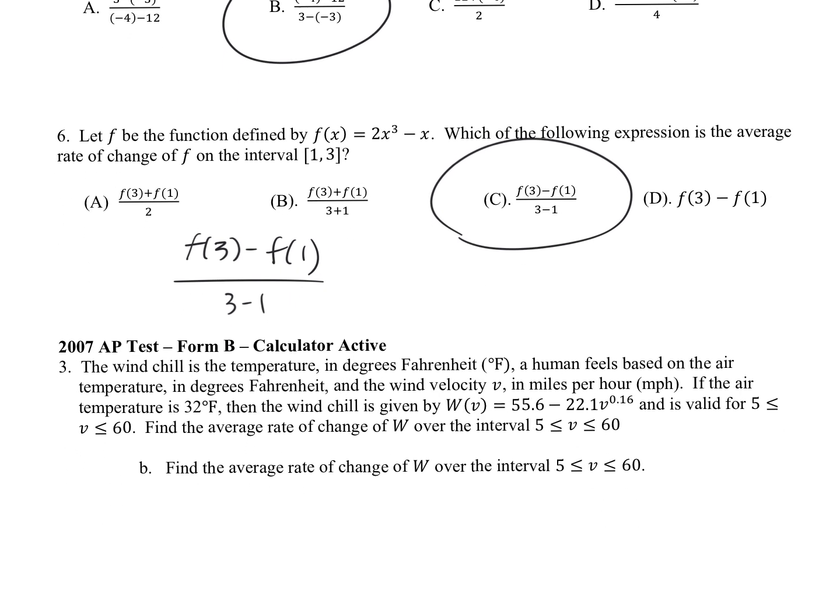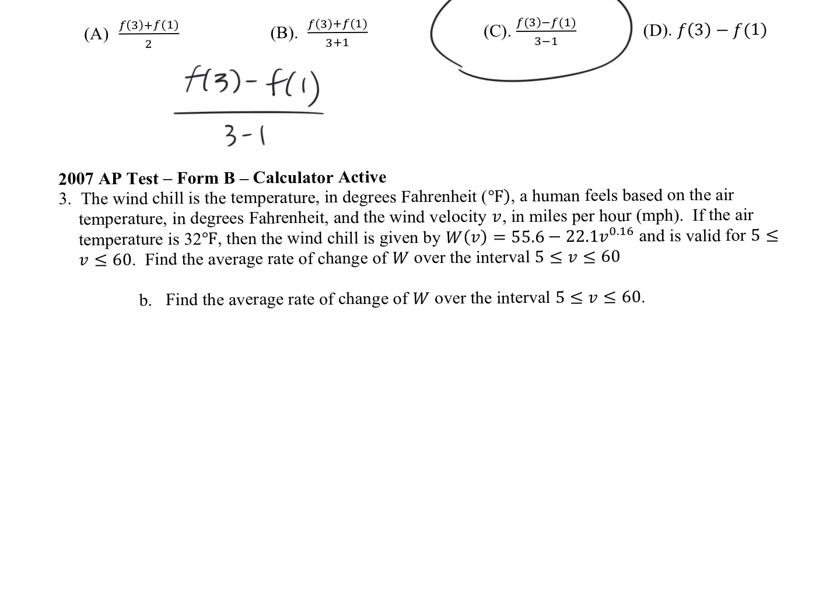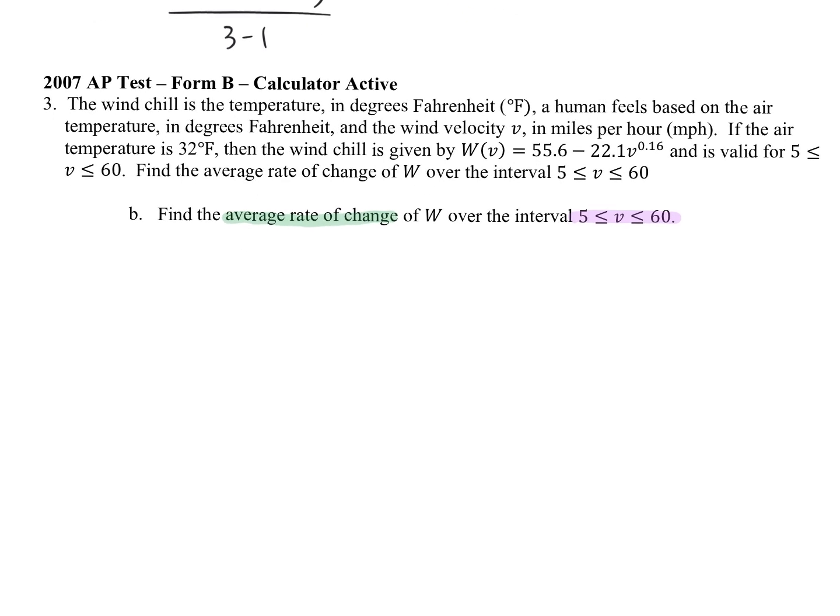Okay, look at this one. We got our calculators, people. Look what they're asking. Average rate of change from 5 to 60. This is from 2007. Were you guys alive then? I was born then. It's literally incomprehensible to me.